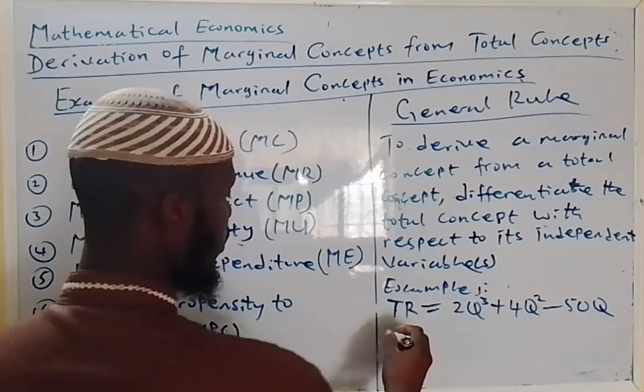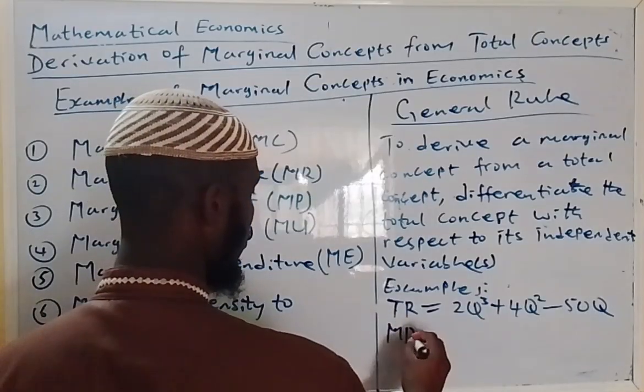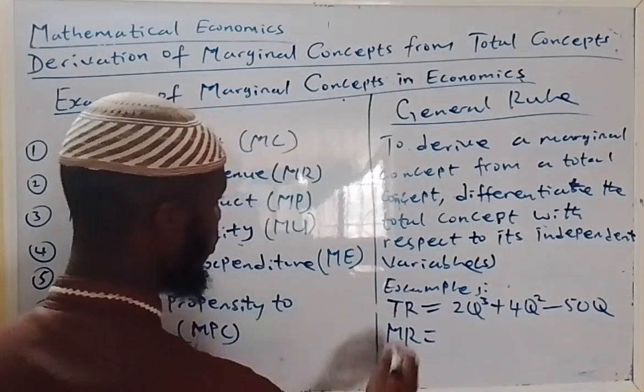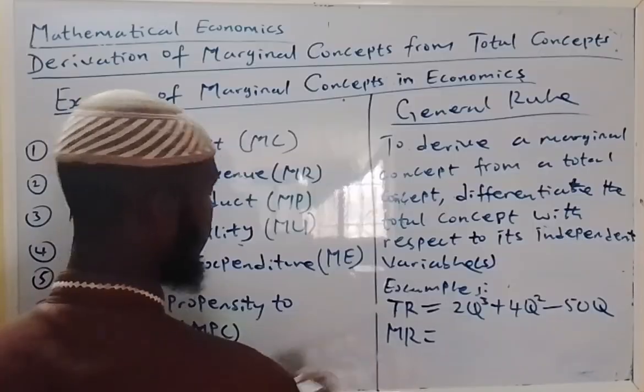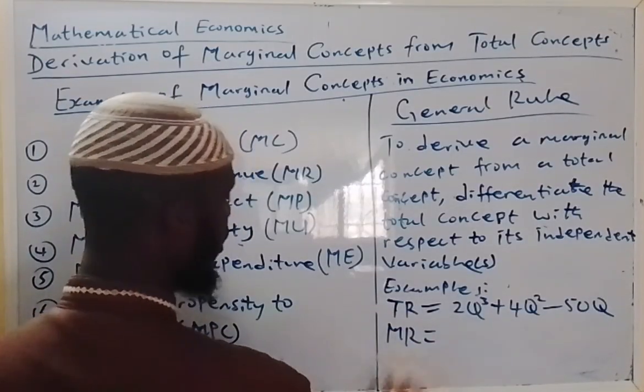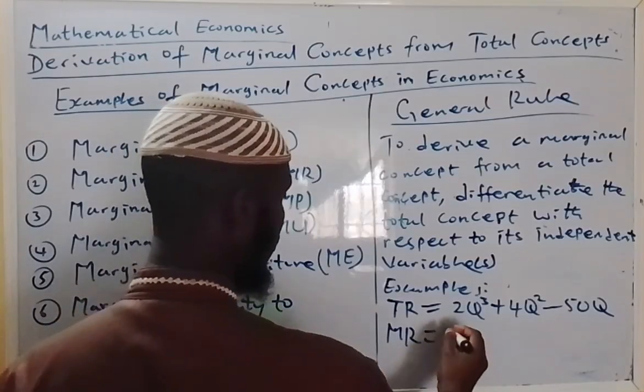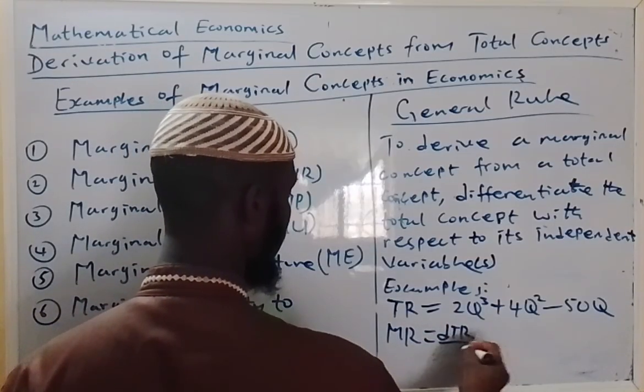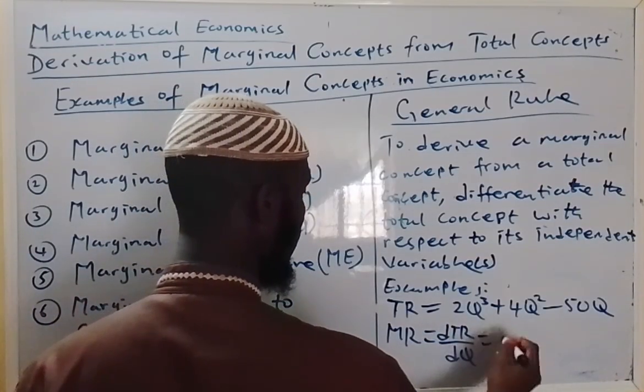So to derive our marginal revenue, the rule says we should differentiate the total concept. Which total do we have here? It is total revenue. Because we differentiate total revenue, we are going to have marginal revenue. So in other words, we have dTR over dQ, then we differentiate.